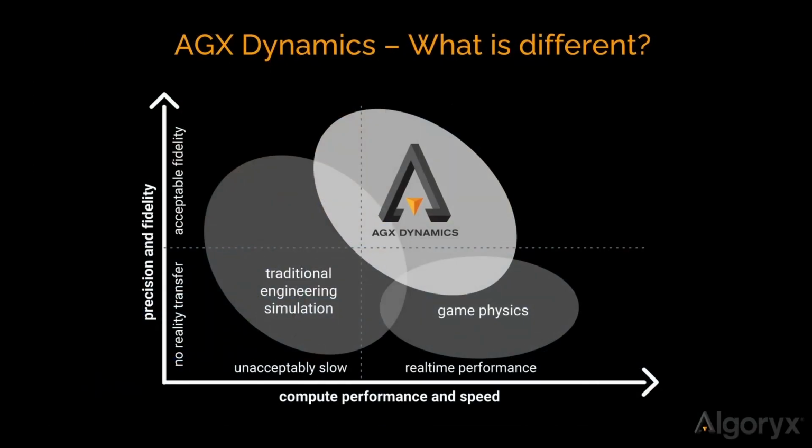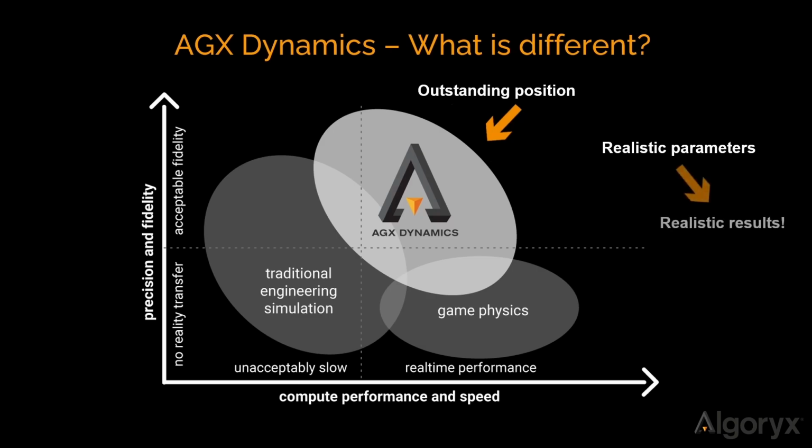AGX Dynamics has a special position when compared to other solutions in the market. It has the precision and fidelity of more traditional engineering solutions, but the speed of modern game physics engines. And with AGX Dynamics, you should use realistic parameters such as mass, force, and tension, and you should expect realistic results.